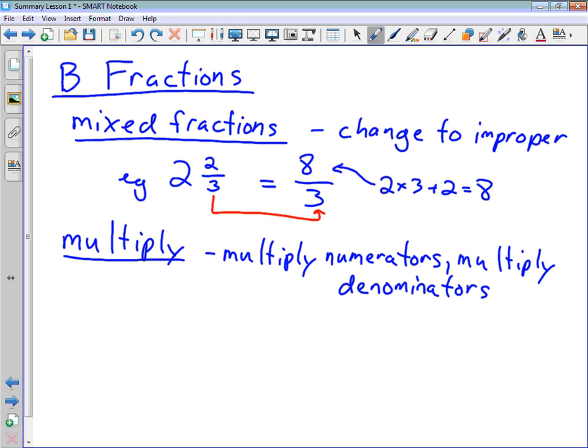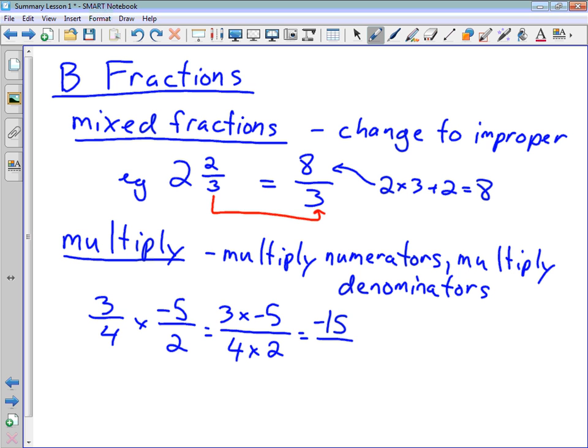Okay. And then we might do an example. 3/4 times -5/2 gives us, let's see, our numerators are going to be 3 times -5. Denominators, 4 times 2 gives me -15/8.